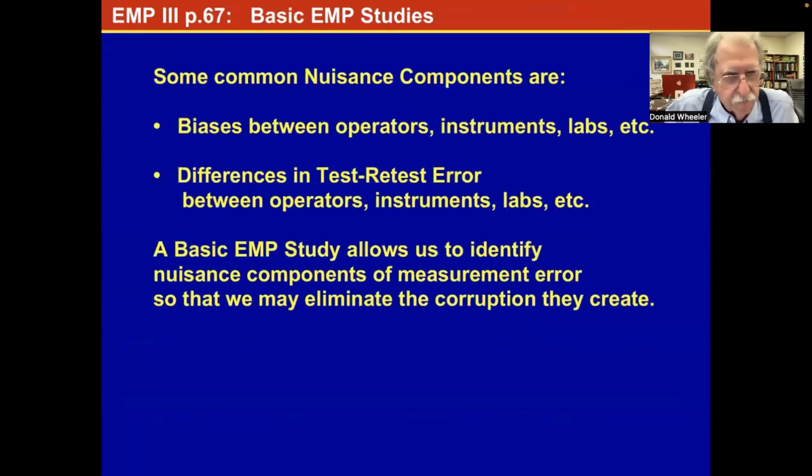So, chapter 6, page 67. Some common nuisance components are biases between operators, biases between instruments, biases between labs, etc. Differences in test-retest error between operators, between instruments, or between labs, etc. A basic EMP study allows us to identify nuisance components of measurement error so that we may eliminate the corruption they create.